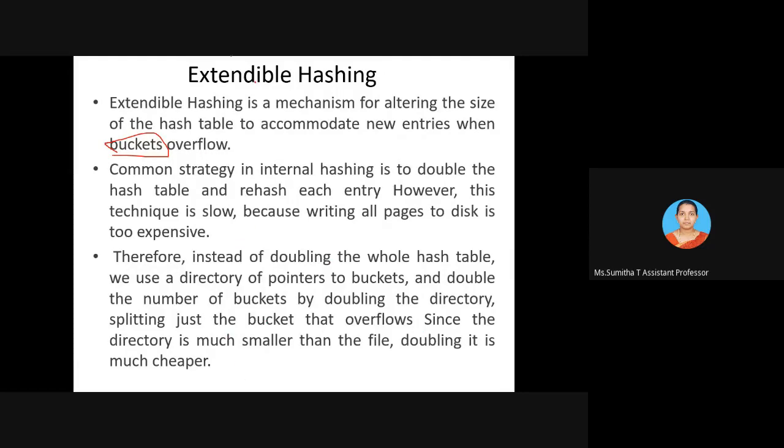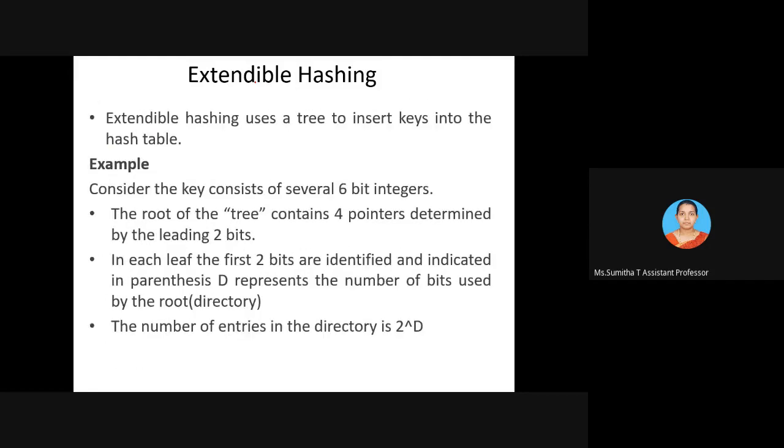Extendable hashing is nothing but inserting the element based on its binary format. For example, the directory may be named 00, 01, 10, 11. So the elements that start with 00, I can insert under the 00 directory. The elements that start with 11, I can insert at the last directory. Like that, we'll see.